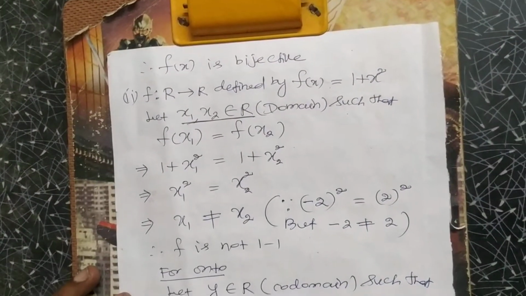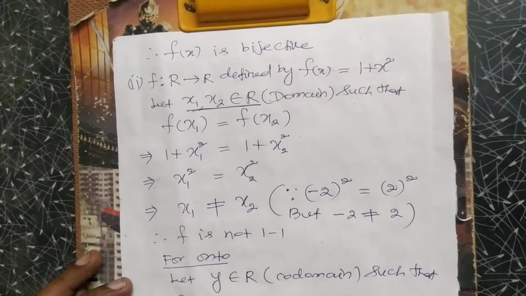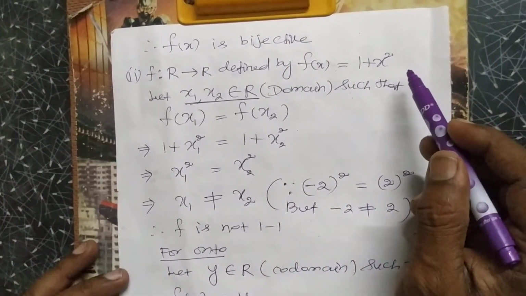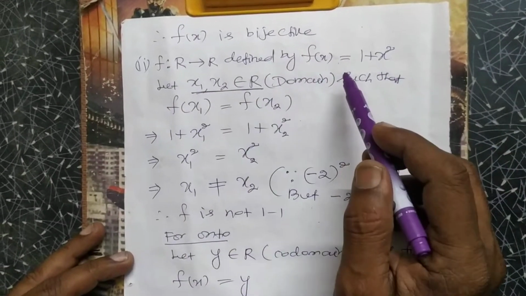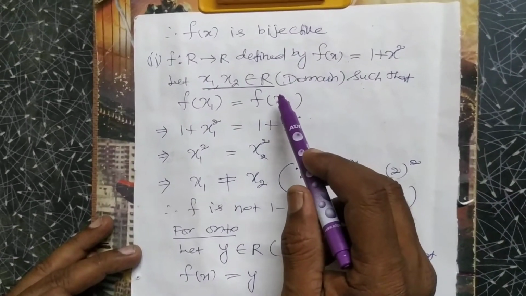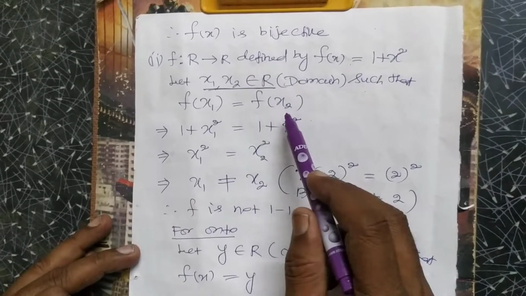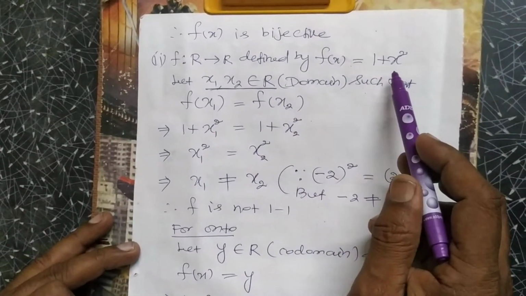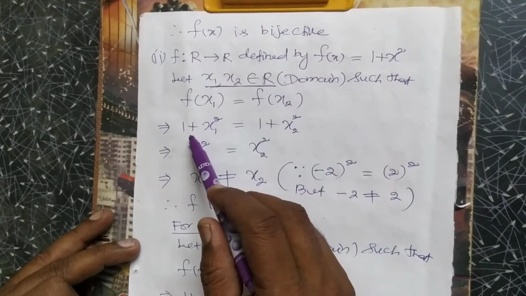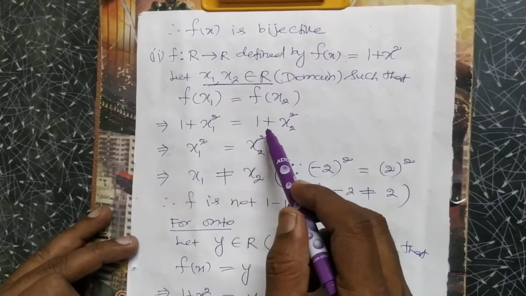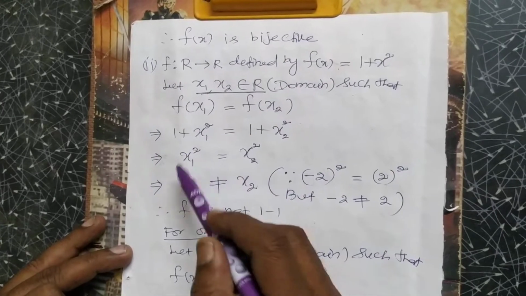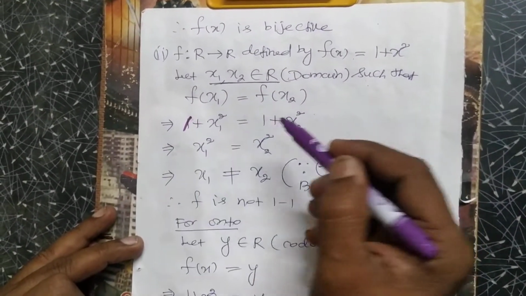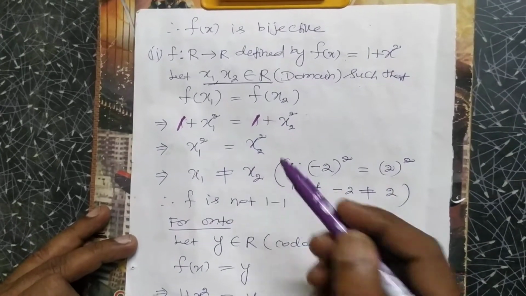Now, the second question: f from real numbers to real numbers defined by f of x equal to 1 plus x square. Now take two elements x1, x2 in the domain such that f of x1 equal to f of x2. As f of x is 1 plus x square, f of x1 is 1 plus x1 square equal to 1 plus x2 square. Cancelling 1 on both sides, we get x1 square equal to x2 square.